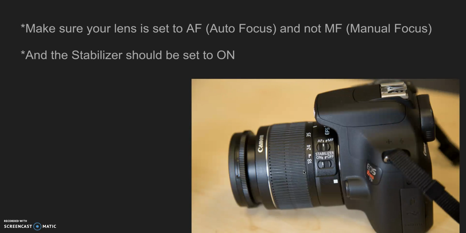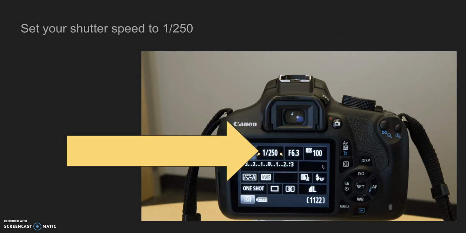Okay, you want to set your lens to autofocus. That's the AF. We don't want it set at MF right now. That takes a little bit more practice. We'll let the lens focus for us. So we're going to set it to AF. And we want the stabilizer set to on, and that helps reduce the camera shake just a little bit. Okay, and now we are going to adjust our settings. We want our shutter speed set to 1/250th of a second. So that's what that means, 1/250th of a second.